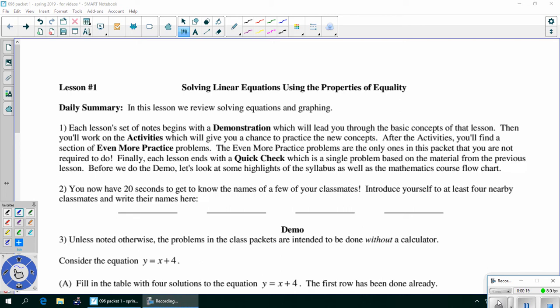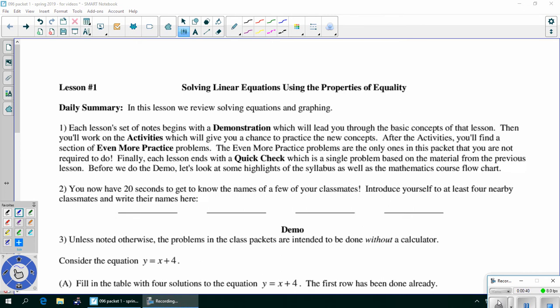After the activities, you'll find a section of even more practice problems. The even more practice problems are the only ones in this packet that you are not required to do. Finally, each lesson ends with a quick check, which is a single problem based on the material from the previous lesson. Number 3, unless noted otherwise, the problems in the class packet are intended to be done without a calculator.